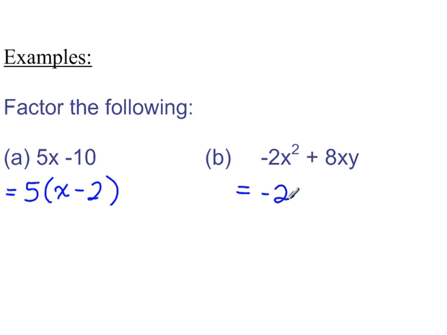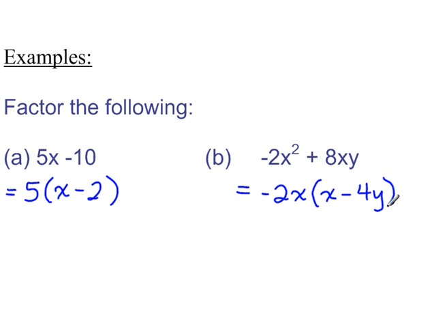So they both have an x. This one's an x squared, which remember is x times x, and this has an x. So that would be the common factor. Open up a bracket. So what is negative 2x squared divided by negative 2x? You'd be left with an x. What is 8xy divided by negative 2x? Be careful with this one. Positive 8 divided by negative 2, you'll be left with negative 4, and in this case, y.